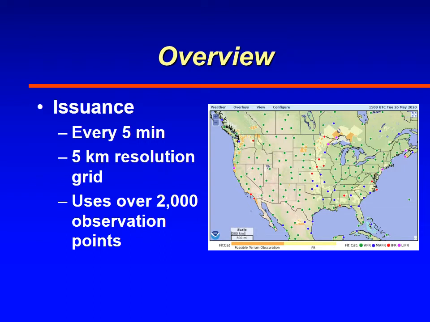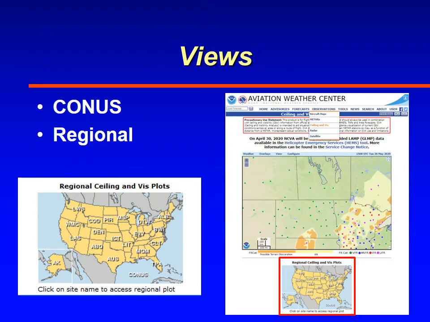So you may not have a grid point right on top of an ASOS machine. It may be maybe 3 or 4 kilometers away, or maybe even farther. So at that grid point, they will estimate the ceiling and estimate the visibility based on the nearest ASOS observation. So across the United States, there's over 2,000 observation points, meaning ASOS or AWOS machines, and that information helps populate this grid. There are 2 different views that are available, either the CONUS, Continental United States, or regional views.